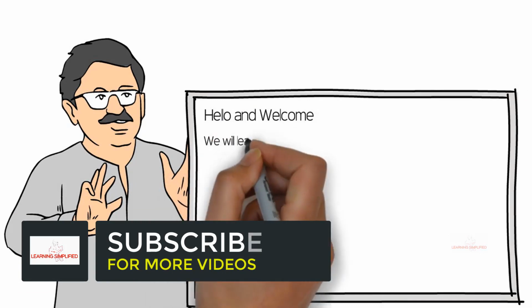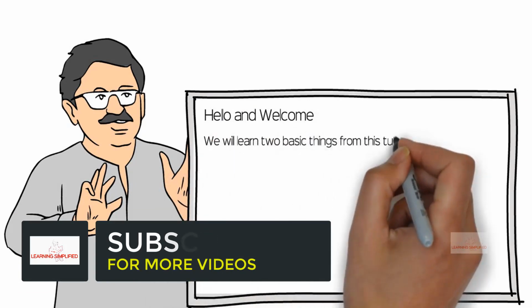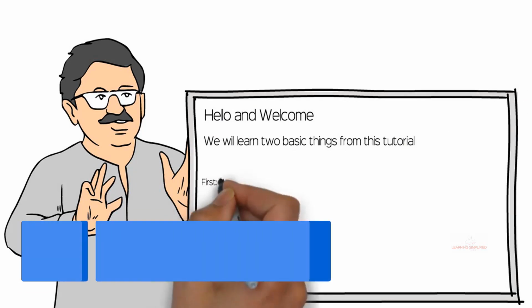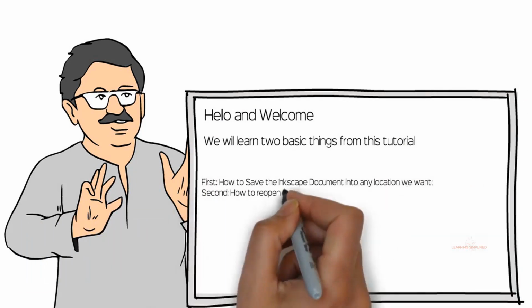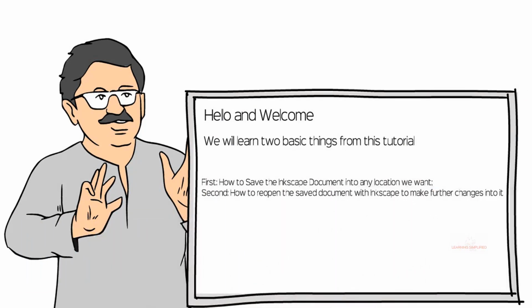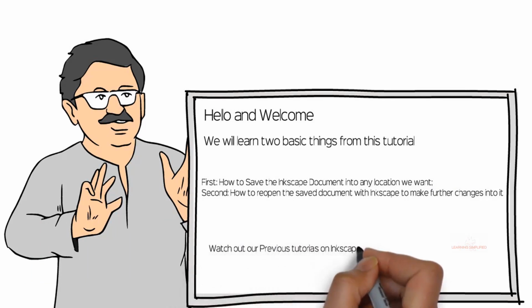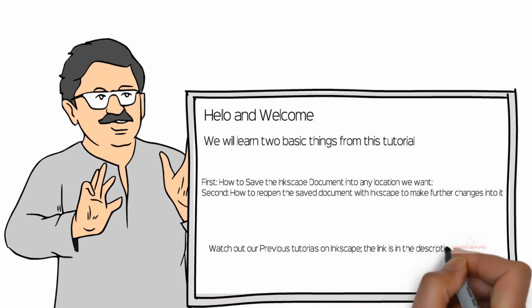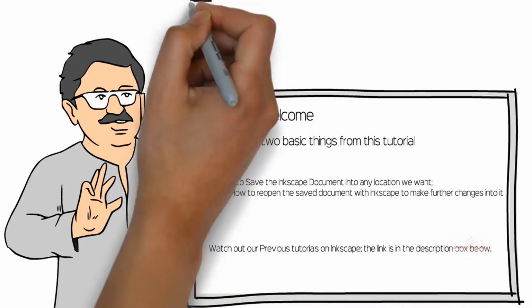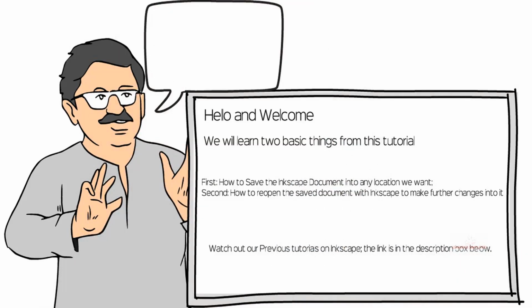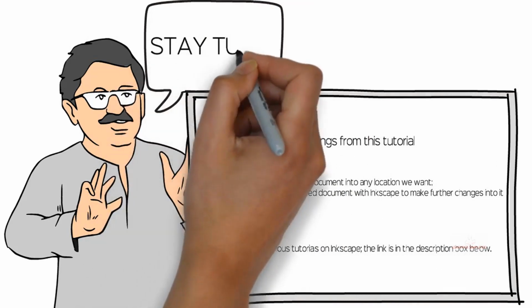In this part, we will discuss mainly two basic things. The first one is how to save the Inkscape document into any location we want, and the second one is how to reopen the saved document with Inkscape to make further amendments to the project. Stay tuned.